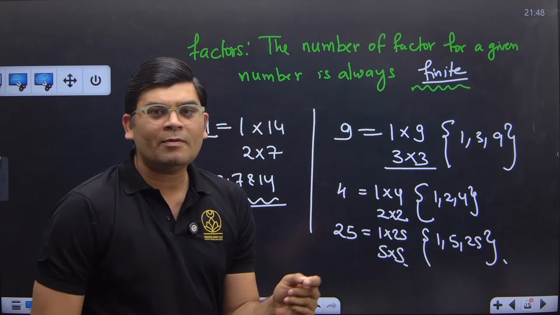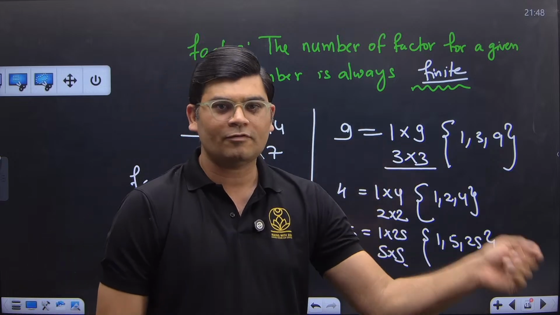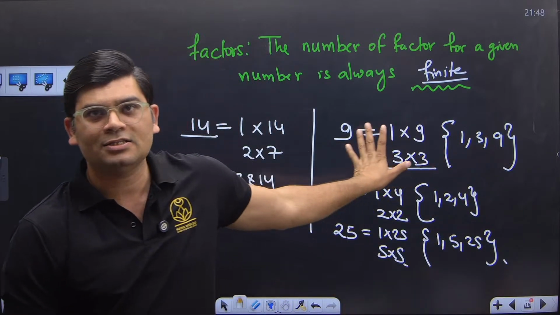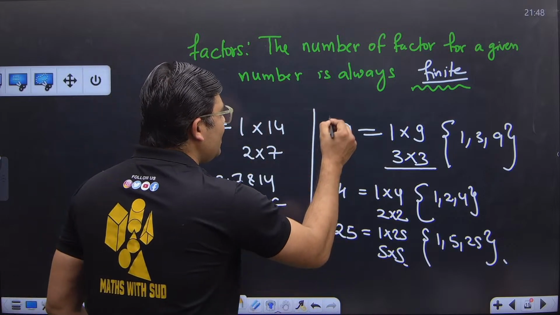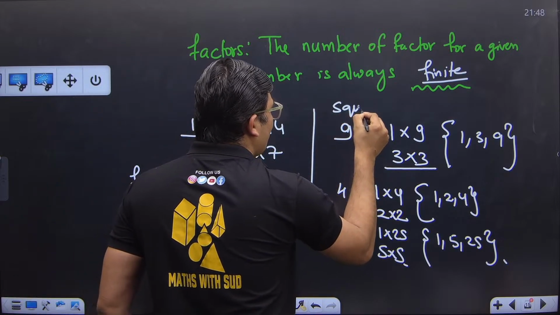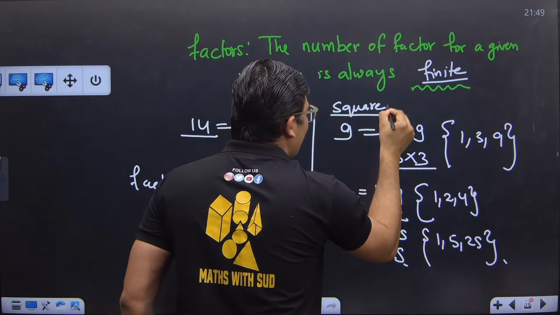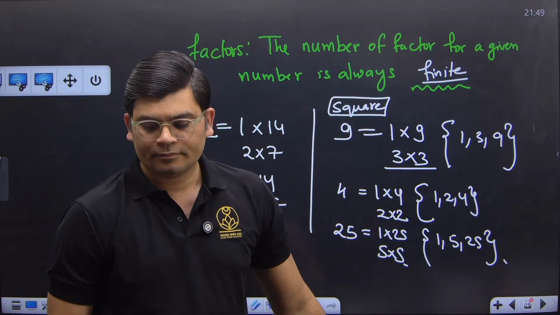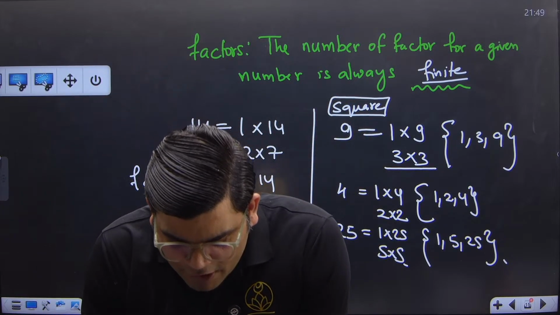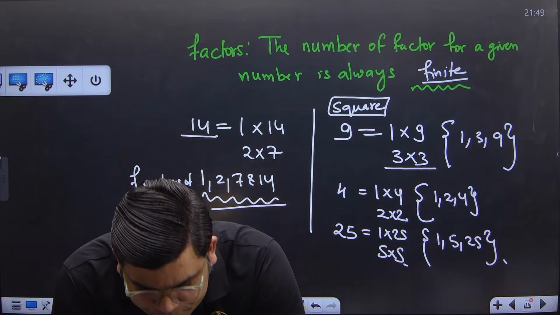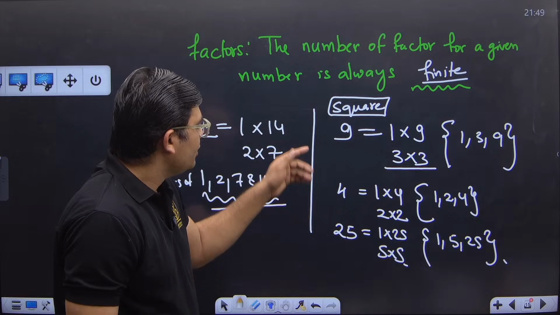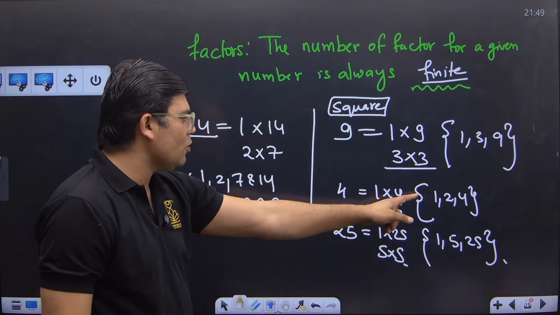What is a square of a number? A number multiplied by itself. If I multiply 3 by 3, I am getting 9. So 9 is a square. 9 is the square of a number. If a number is a perfect square, then we say that the total number of factors is always odd.